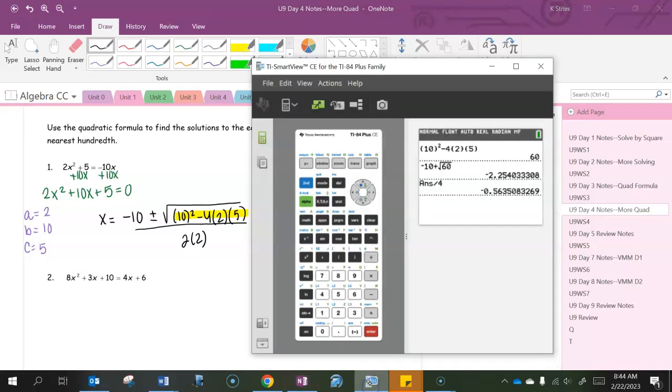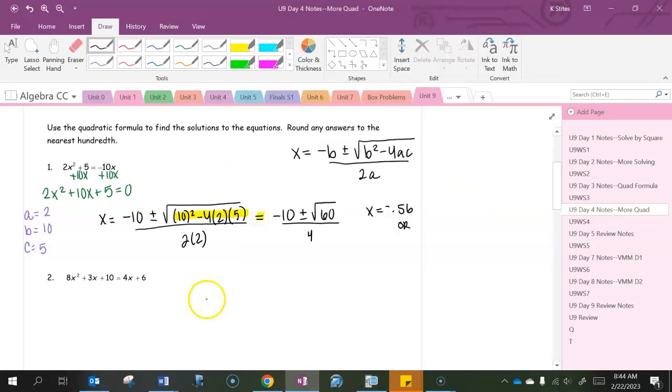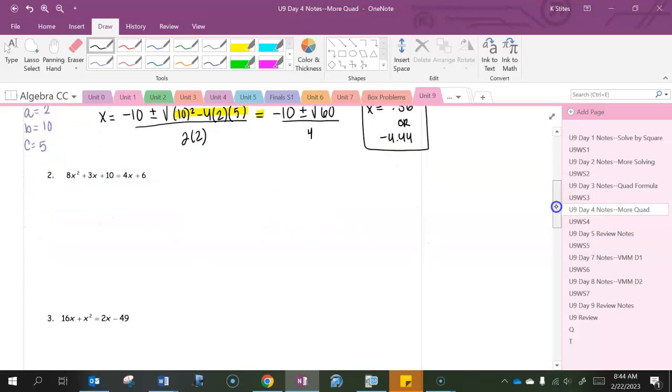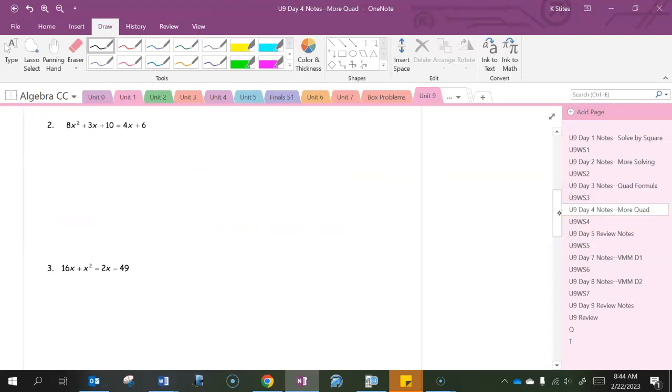And then I'm going to do it again, but with a minus. Negative 10 minus square root 60, make sure you press enter, and don't forget to divide by the 4. So negative 4.44. All right, so again, those are representing your x-intercepts of your parabola. All right, let's try another one here.